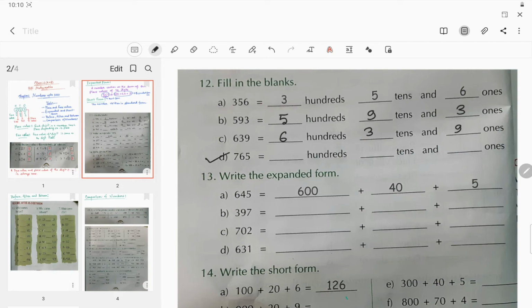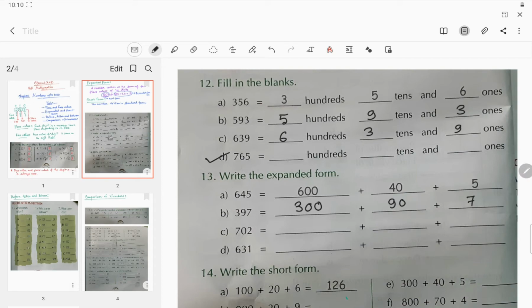Similarly, D you have to solve. Clear? Now 13, write the expanded form. 397 means 300 will come in the hundreds place, then 90 will come, then 7 will come. So this is called the expanded form.